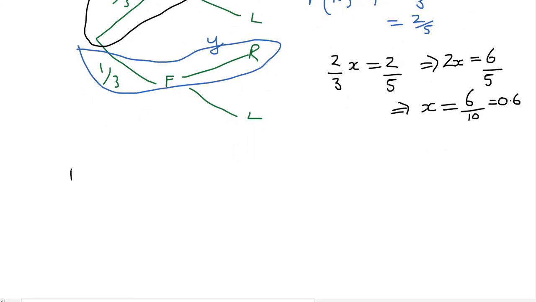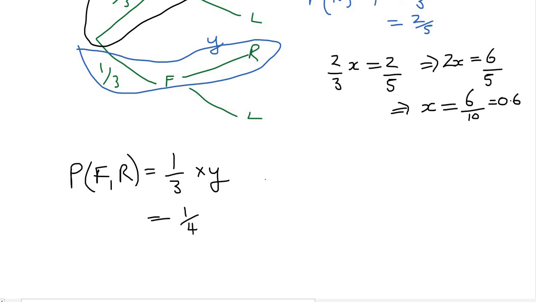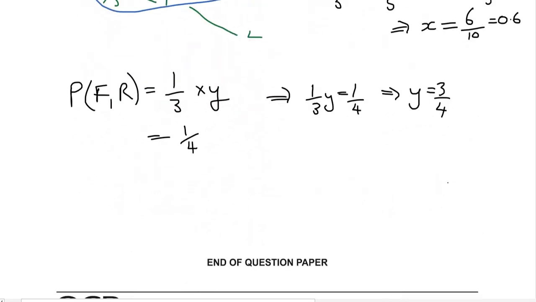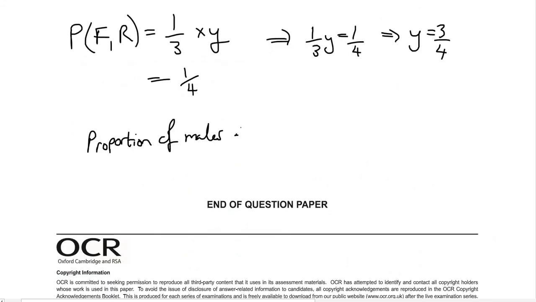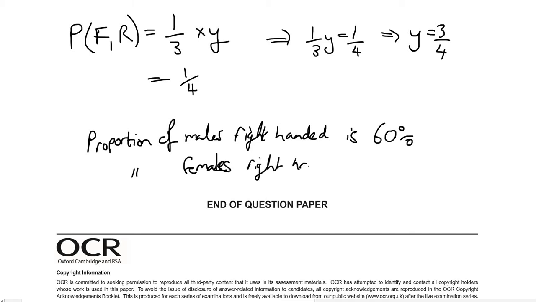And similarly, probability of a female being right-handed is 1/3 times Y. But we already know that this is equal to a quarter. It said it was 25%. So this tells us that a third y equals a quarter, and so y equals 3/4. Right, so now we have the proportion of males who are right-handed is 60%, and the proportion of females who are right-handed is 75%. So we're done. So 75 is greater than 60. The proportion of females who are right-handed is greater than the proportion of males who are right-handed.